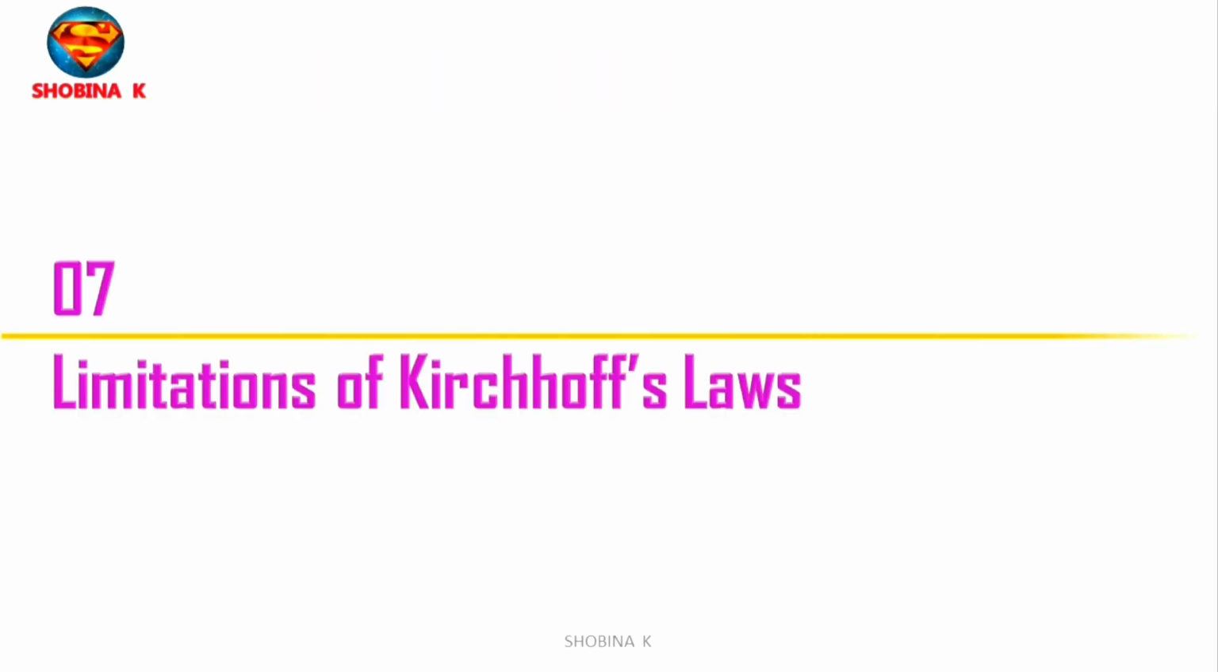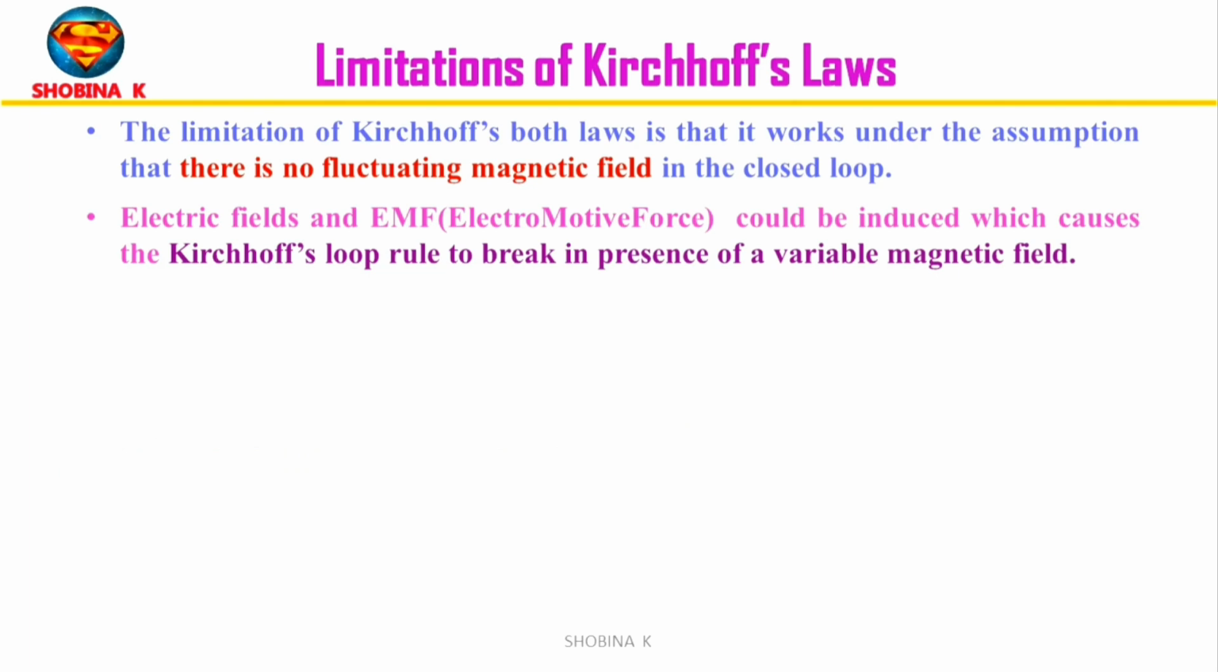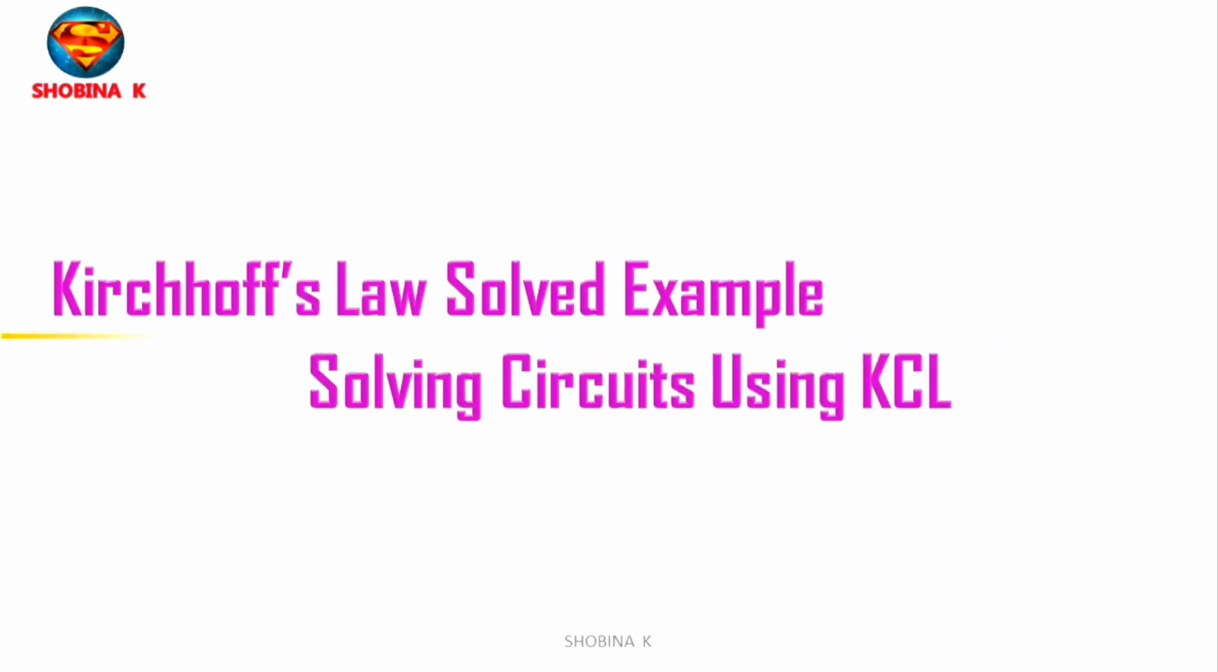Next, the limitations of Kirchhoff's law. This law is applicable when there is an absence of a fluctuating magnetic field. This means in the presence of a fluctuating magnetic field, we cannot apply this law. Now let's see some examples on Kirchhoff's law.